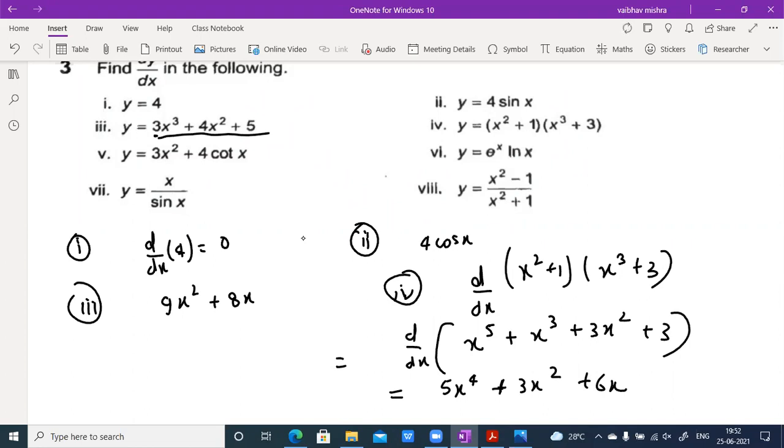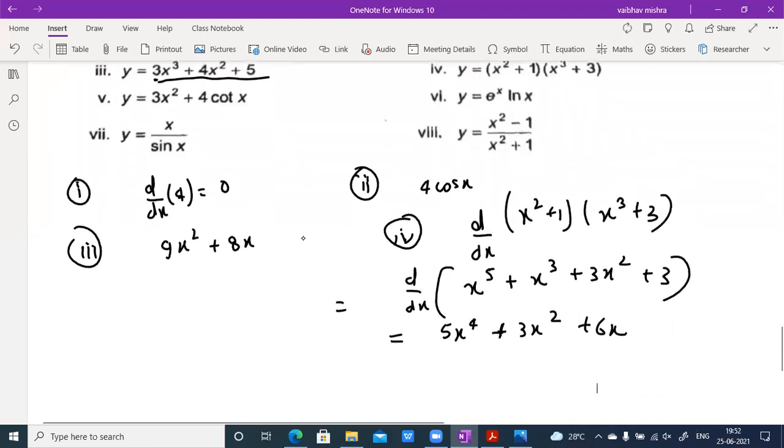Mr. Ronak, number 5. Yes, sir. Number 5. So it will be 6x plus 4 cosec square x. Minus. Minus. Oh, sorry. Minus, sorry. Right. Very good.